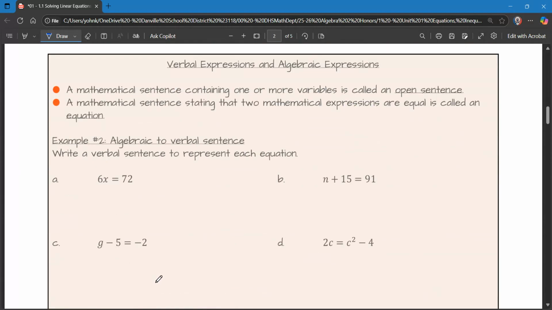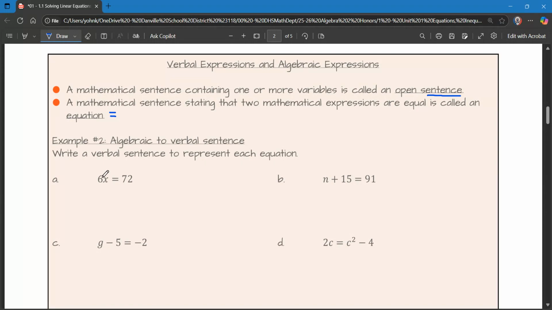Alright, let's go the other way. A mathematical sentence containing 1 or more variables is called an open sentence. Yes, we have sentences in math. A mathematical sentence stating that 2 mathematical expressions are equal is called an equation. So once you put that equal sign in there, you now have an equation. So example number 2 is having you go backwards: take an algebraic sentence and write it as a verbal sentence.